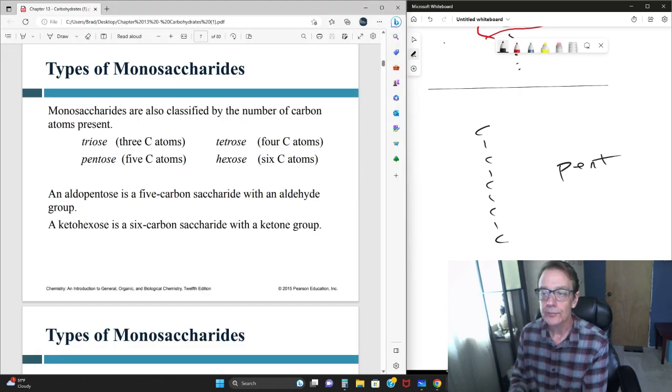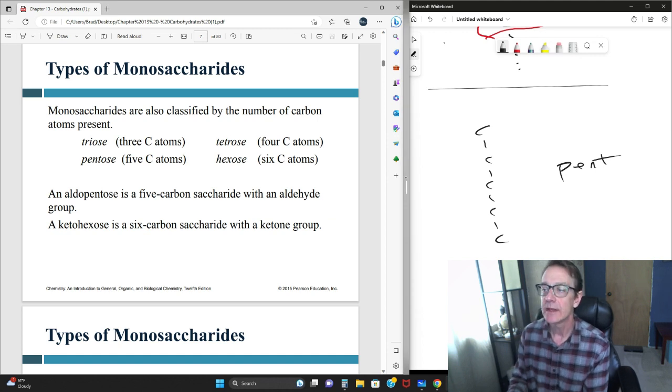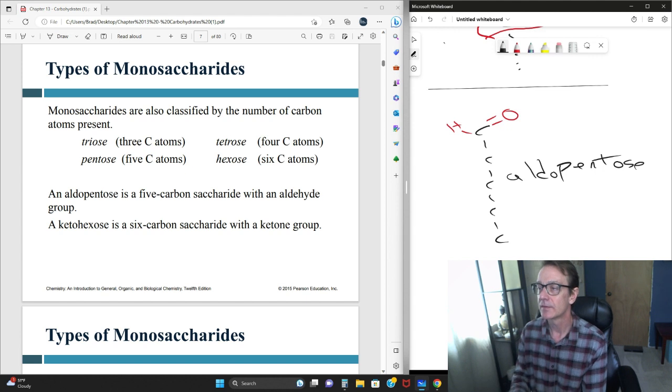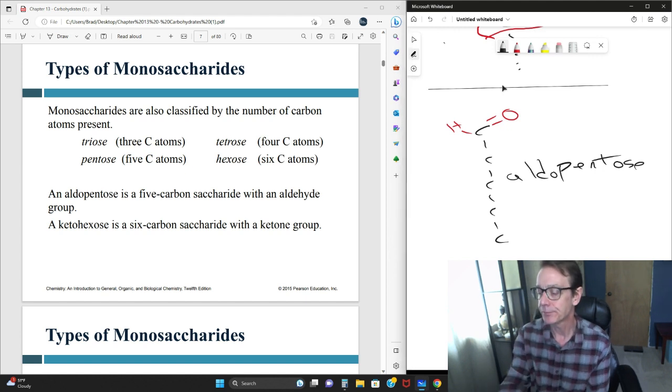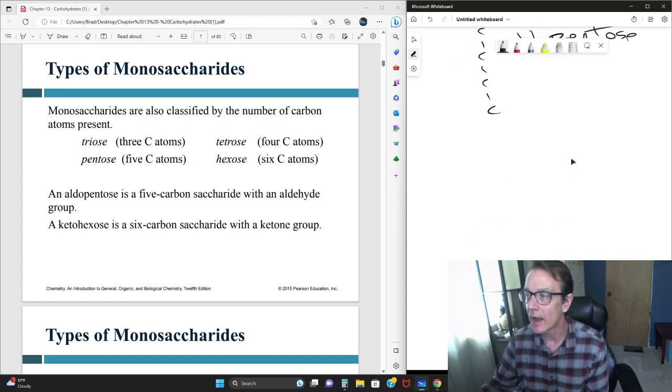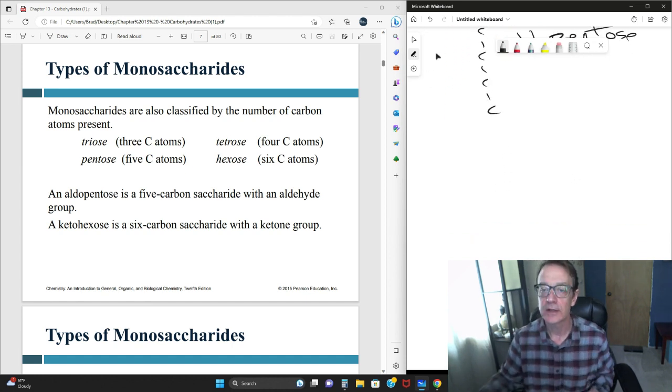We have a pent, and then it says an aldehyde group. So here is our aldehyde group right there. And then so you have aldo for aldehyde, pentose. Okay. That is the monosaccharide. And I left the hydrogens and other things off of there.